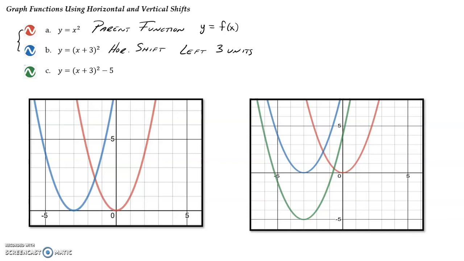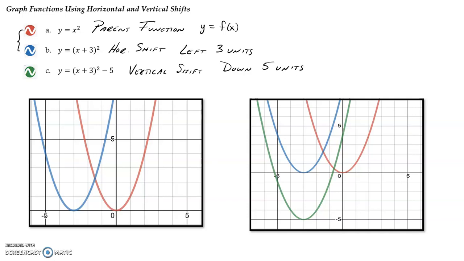Let's go ahead and take a look at what happens when we take that same equation, and this time we're going to go ahead and subtract 5 all the way at the end of it. Okay, so this time the minus 5 appears all the way at the end. This is going to cause some type of vertical shift. And because we have the minus 5 at the end, this is going to be taking our graph and moving it down a total of 5 units.